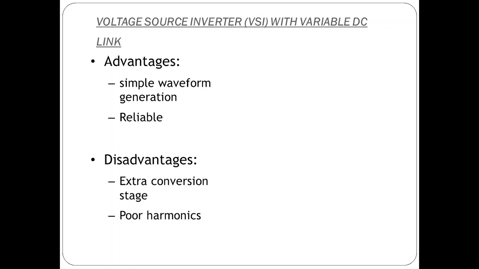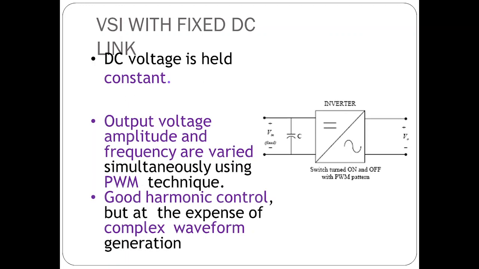Now we will look at the voltage source inverter with a fixed DC link. Suppose you have a fixed DC link as shown in the figure, where you have the capacitor, and an inverter placed here. This inverter is nothing but a circuit which converts DC to AC quantity, and the switches are turned on and off with the PWM pattern.